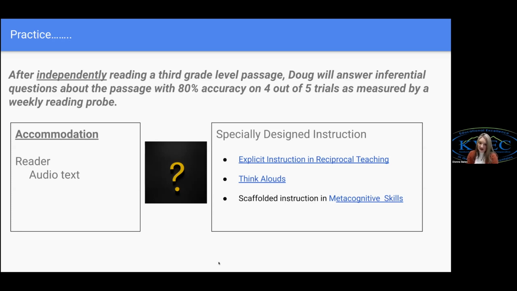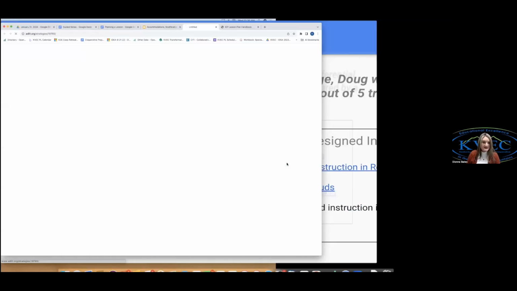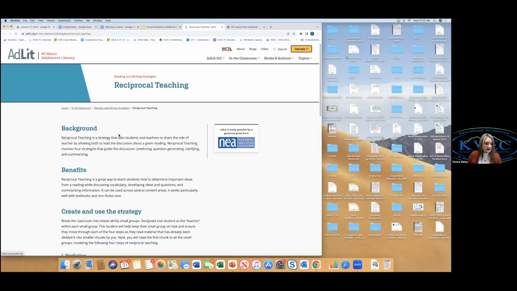So you'll see the specially designed instruction might be a very explicit instruction on reciprocal teaching. And I'm just going to click this one so you can see an example of what we're talking about with that.